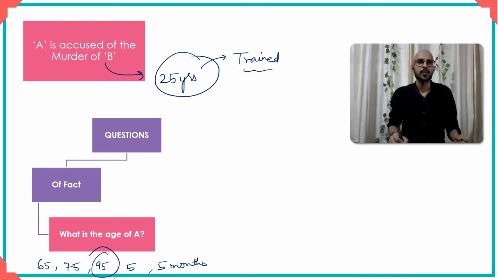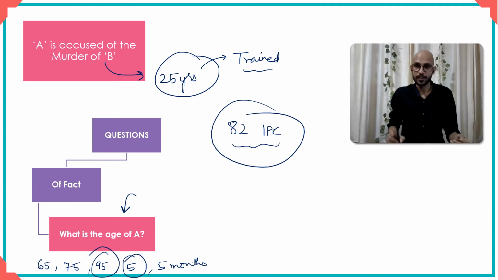The point is, if you're asked the question, what is the age of A? Do you have to look at the law to answer this, or do you have to look at the facts? You look at his birth certificate, his school leaving certificate, his Aadhaar card or whatever, and then you understand the fact of his age. Similarly, let us take this age 5. Perhaps you are aware that when a person is below the age of 7, then according to section 82 of the IPC, he is not guilty of any offense.